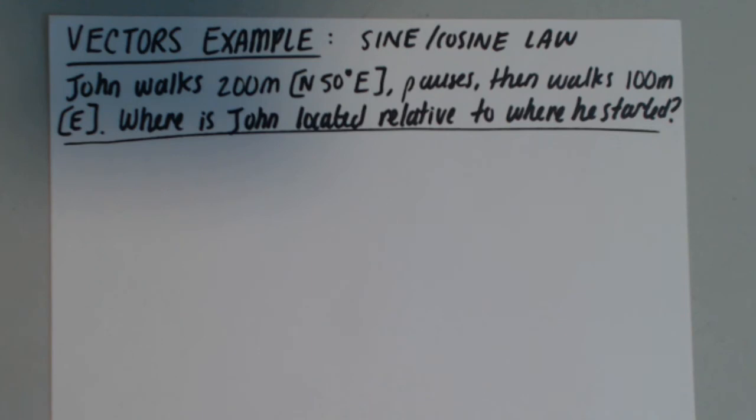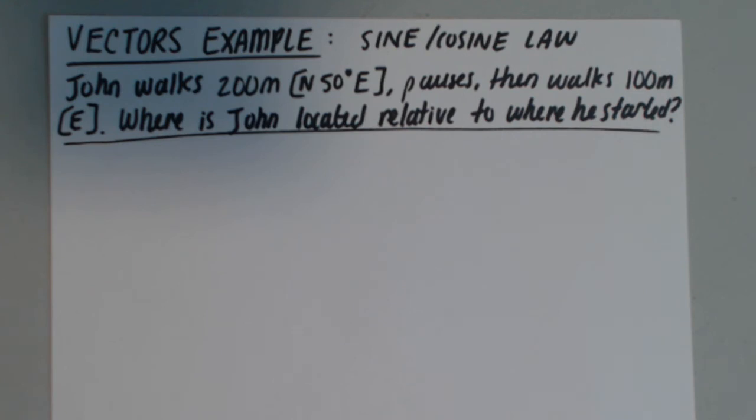This is a vectors example using the sine and cosine law. John walks 200 meters at north 50 degrees east, pauses, then walks 100 meters east. Where is John located relative to where he started? So I'm going to need a magnitude there and a direction.